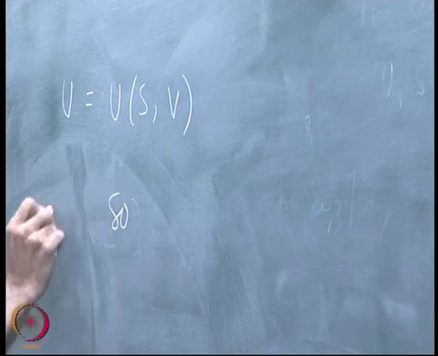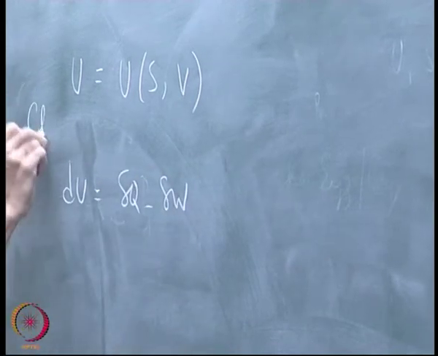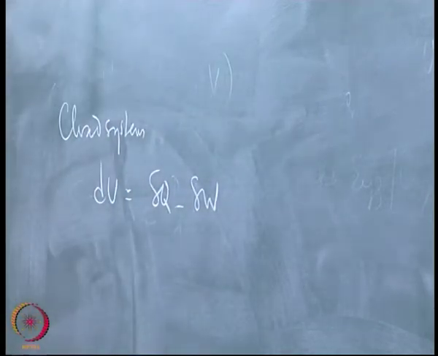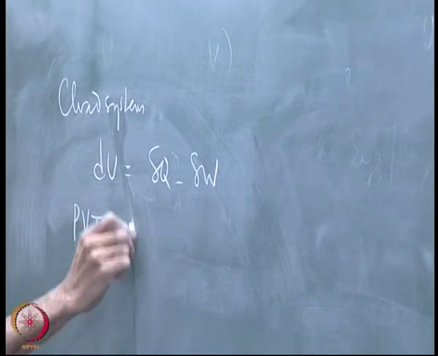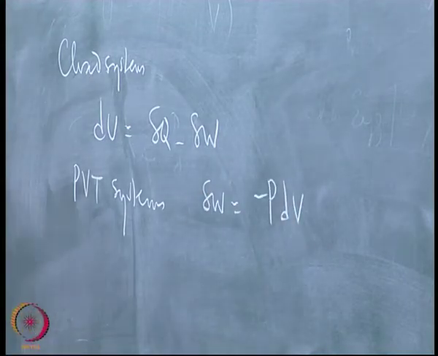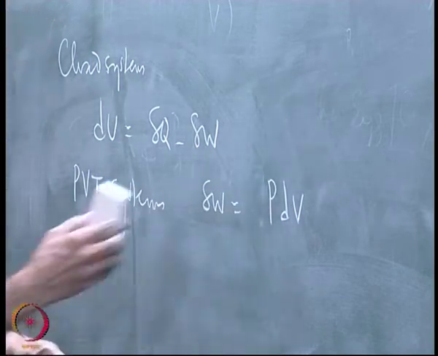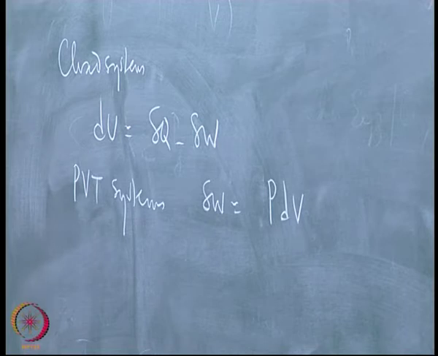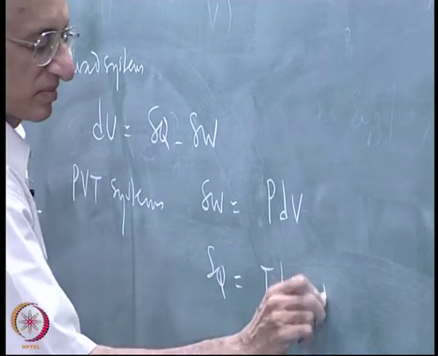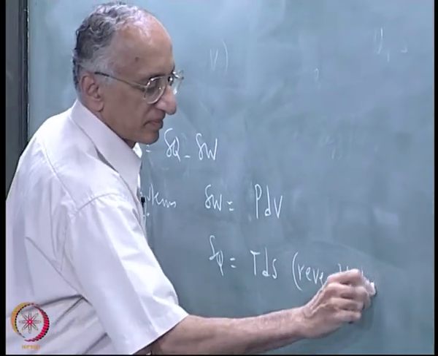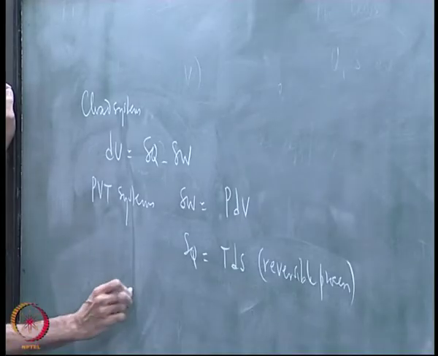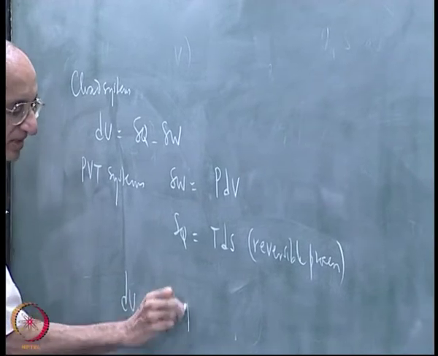The first law tells you dU is equal to delta Q minus delta W. I am going to deal with closed systems. And then depending on the system that you are dealing with, which is PVT, so called PVT systems, which is what you deal with very often, delta W is equal to minus PdV. No, delta W is equal to PdV, sorry, I will come back to the sign convention. PdV is the work done by the system, and delta Q is equal to TdS for a reversible system. I will come back to this. Because delta Q by T was defined as dS. So you get this result, dU is equal to TdS minus PdV.